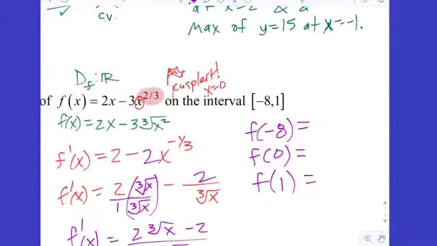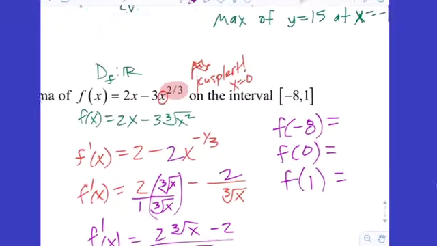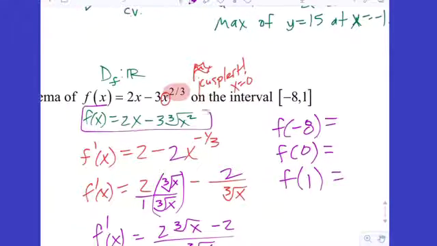So I have the critical value in the middle, flanked on either side by the endpoints. Now to evaluate it, we're going to plug it into the original function, which is right there. That's the easier version to use. So when I plug in a -8, what do we get?